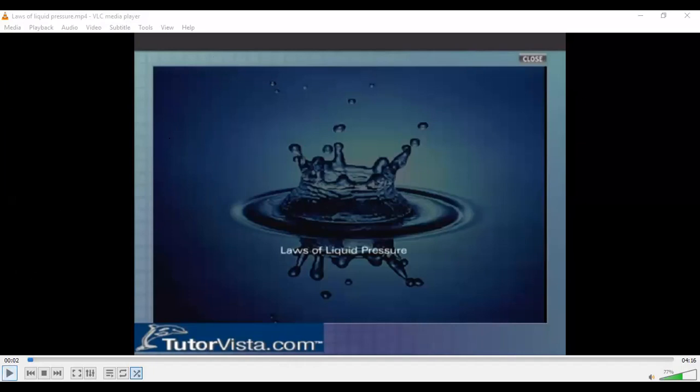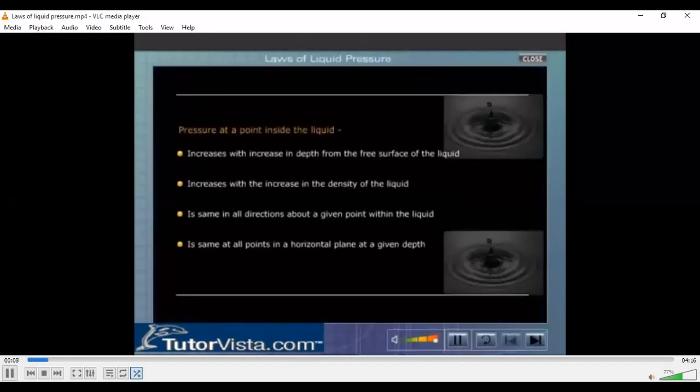Have a look once. Laws of liquid pressure. Are you looking Pressure this? at a point inside the liquid increases with increase in depth from the free surface of the liquid. Increases with the increase in the density of the liquid. Is same in all directions about a given point within the liquid. Is same at all points in a horizontal plane at a given depth.